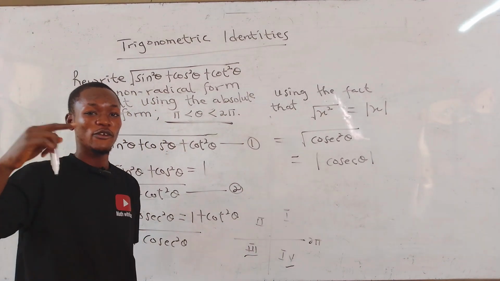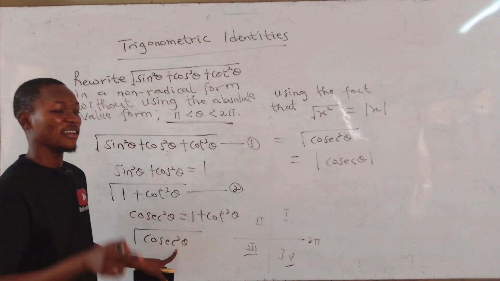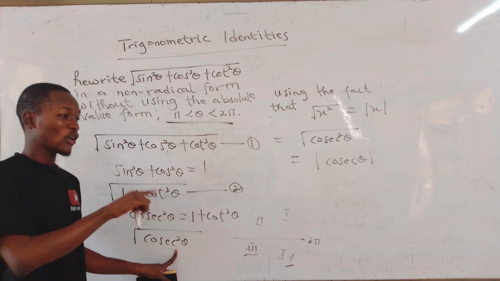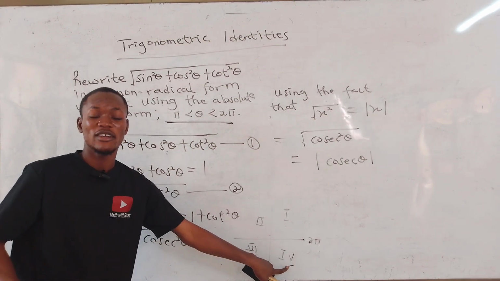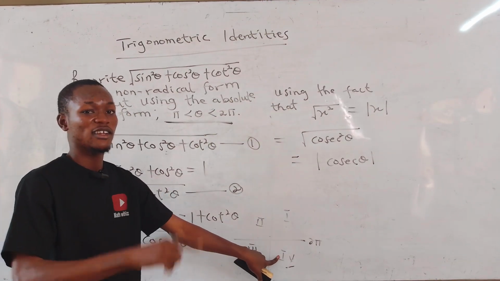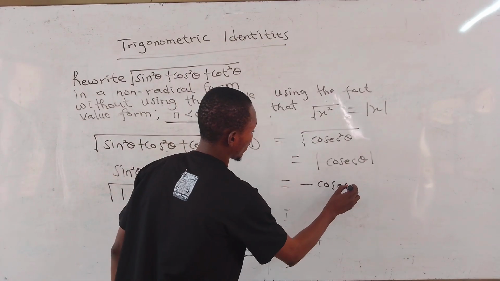And we know from our previous videos that in the third and the fourth quadrant, cosec is negative. The inverse of the cosec is the sine function. So sine function is negative in the third and the fourth quadrant. So in this case, cosec or the sine function is negative. This gives us negative cosec theta.